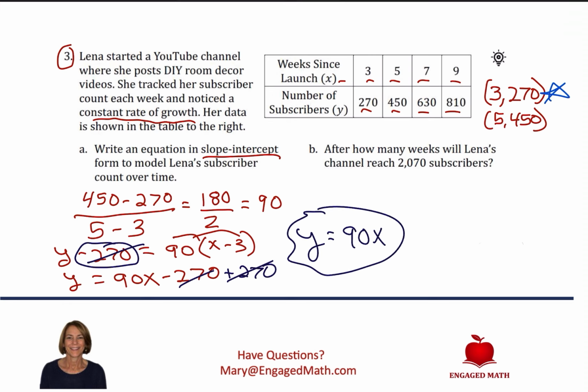And you can see that that's true. If you put in any of these x values, 3, 5, 7, 9, you're going to get each of these y values out when you put that into this equation.